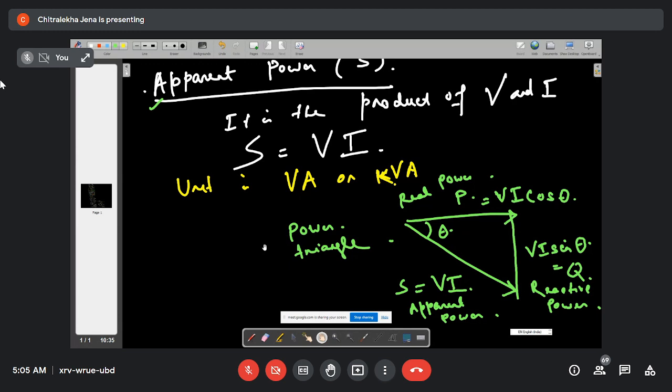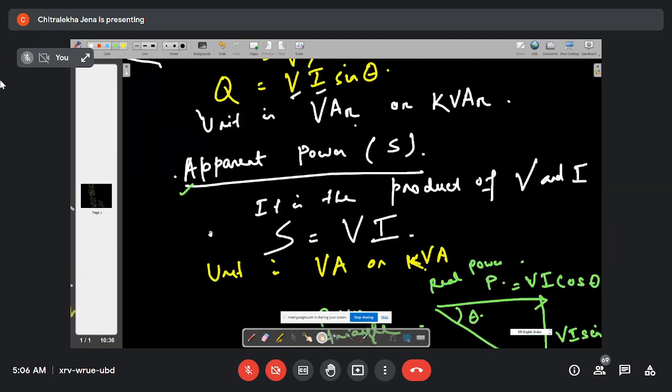How is the transformer rated? Ma'am, transformer is rated in kilowatt, ampere, and kilovolt ampere. Yes, transformer is rated in kilovolt ampere. Here I will ask you one question: your house is connected to the transformer, right?